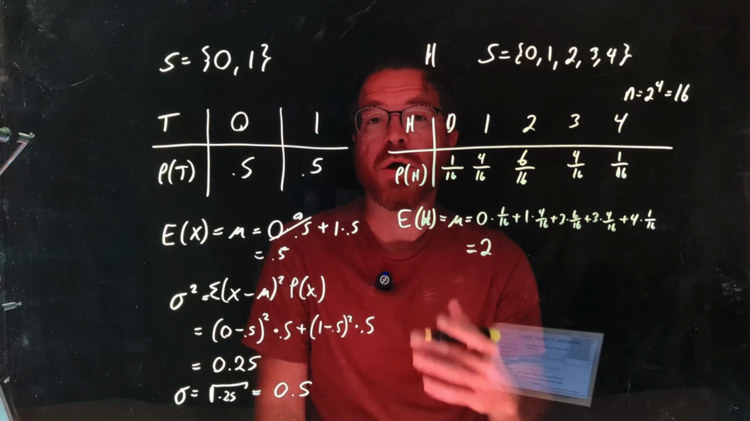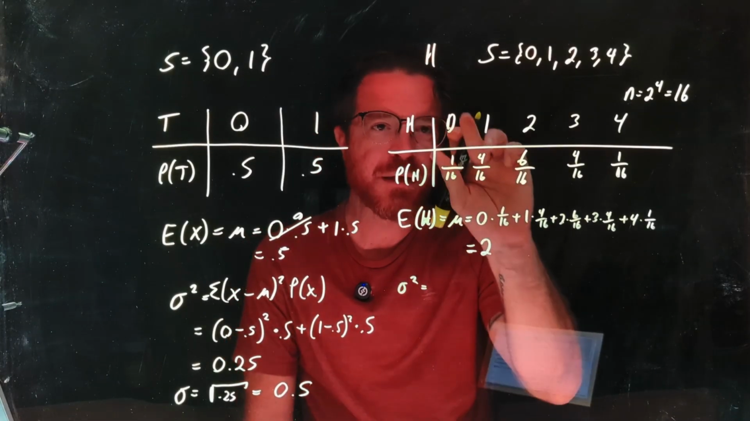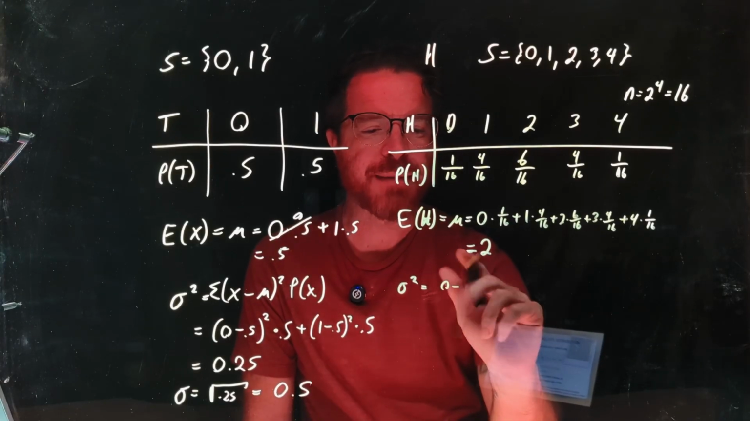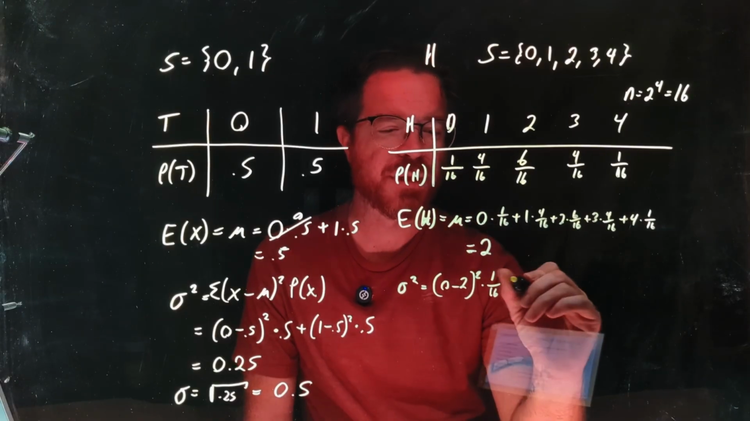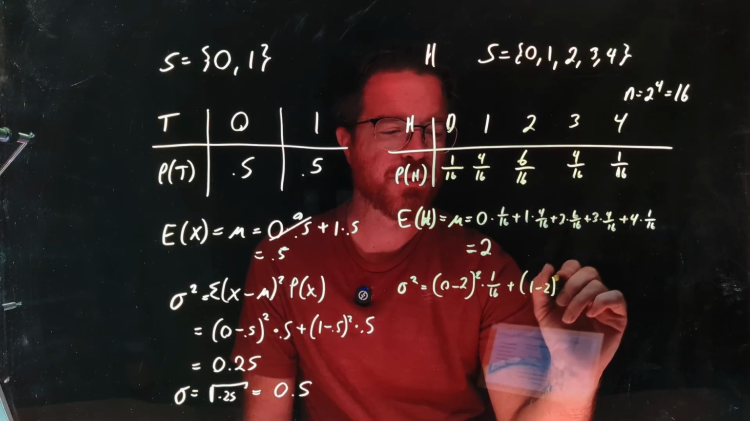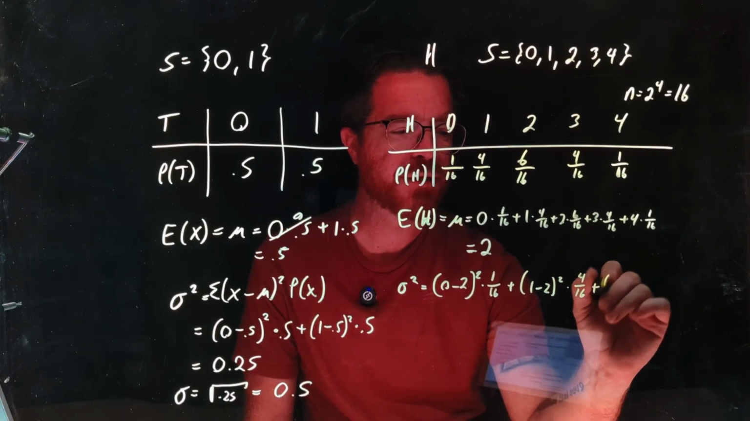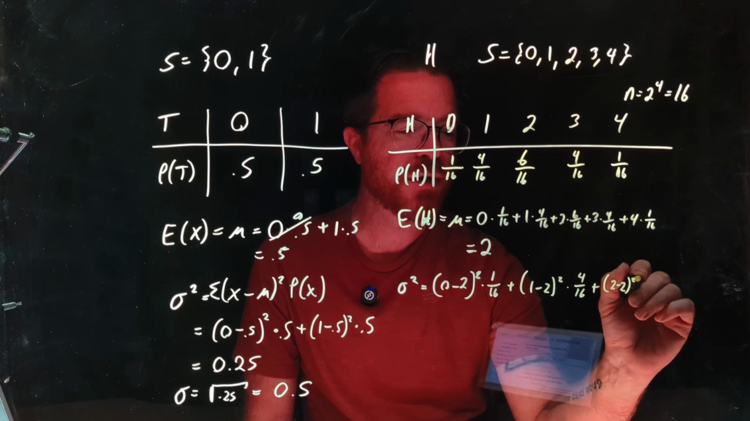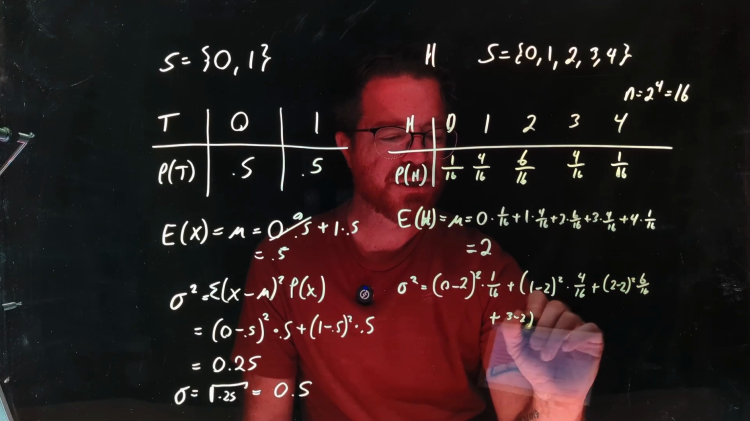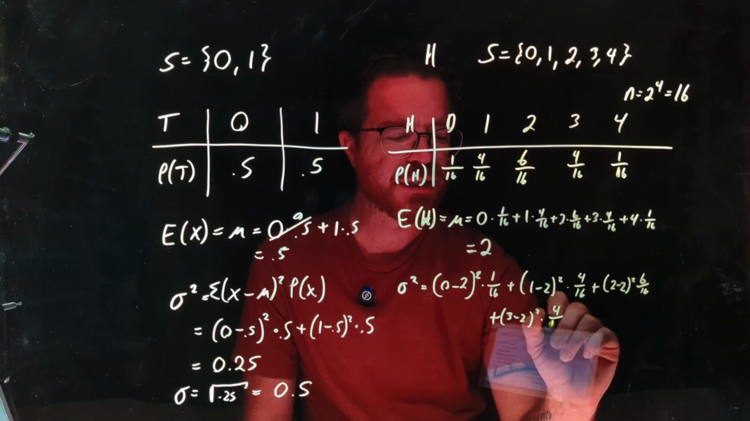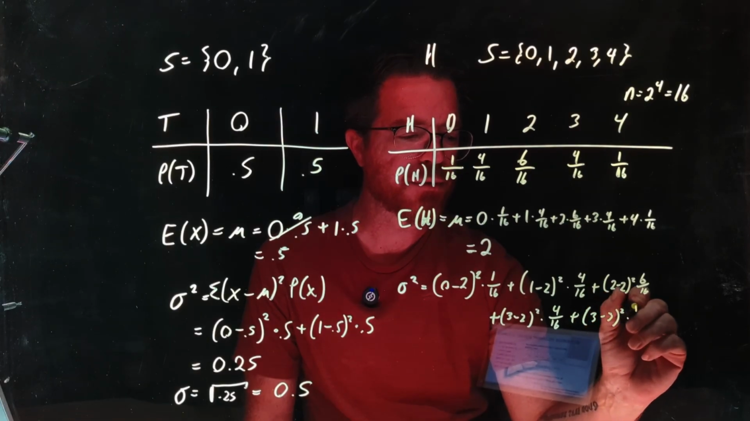So now let's set up our variance. Our variance is going to be outcome 1, which is 0, minus that mean 2, squared, multiplied by its associated probability, plus 1 minus 2 squared times 4 over 16, plus 2 minus 2 squared times 6 over 16, plus 3 minus 2 squared times 4 over 16, plus 4 minus 2 squared times 1 over 16.